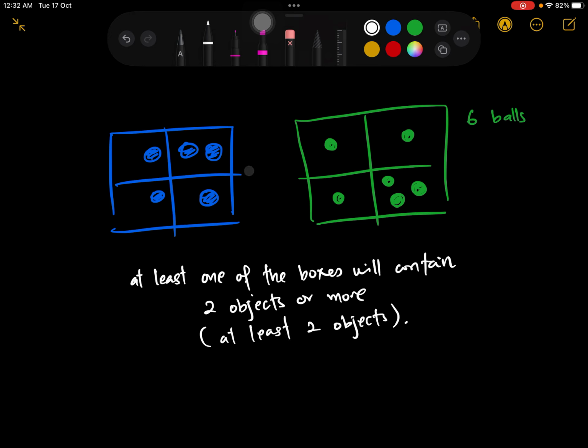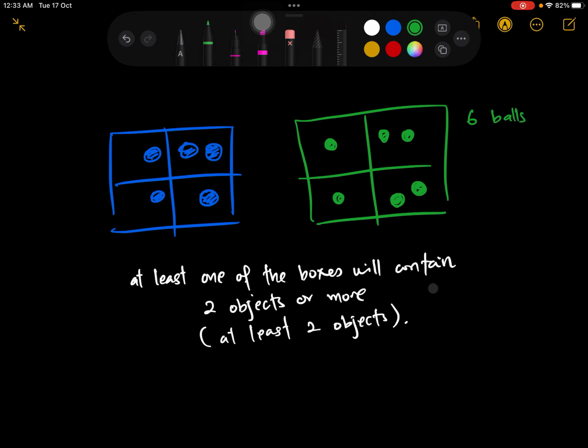Yang hijau ni tadi, kalau kita letak macam ni, ada satu kotak yang mengandungi 3 biji bola. Betul lah, at least 2 objek, 2 atau lebih. Ataupun kalau kita susun macam ni, pun sama. Akan ada sekurang-kurangnya satu kotak yang mengandungi 2 objek atau lebih. Untuk kes yang sekarang ni, ada 2 kotak yang mengandungi 2 objek. So, maksudnya statement ni masih lagi boleh dipakai. Betul? So, inilah pigeonhole principle.